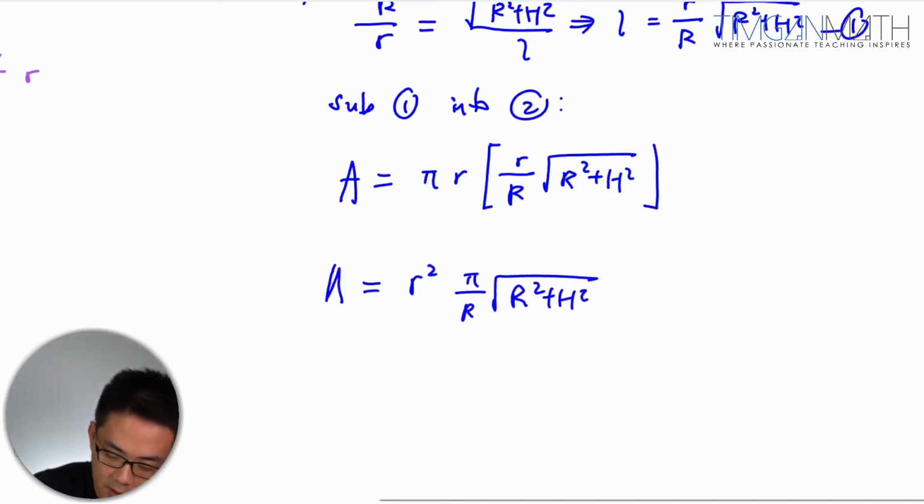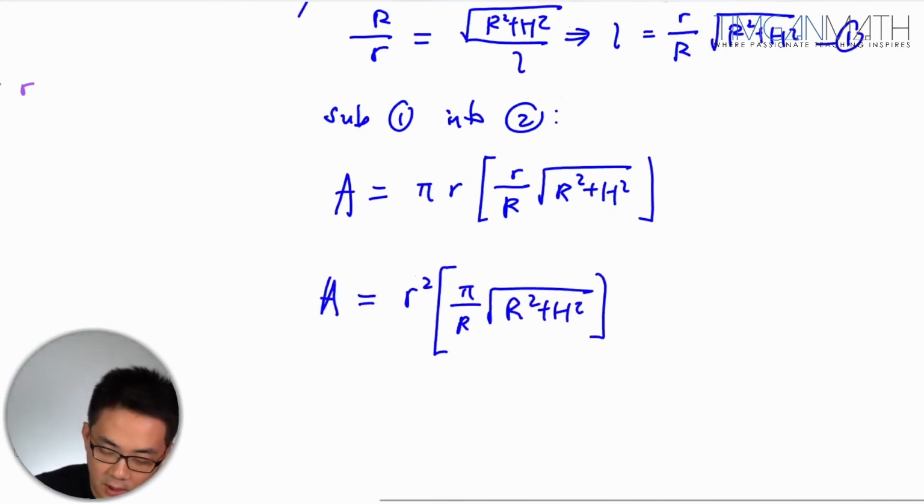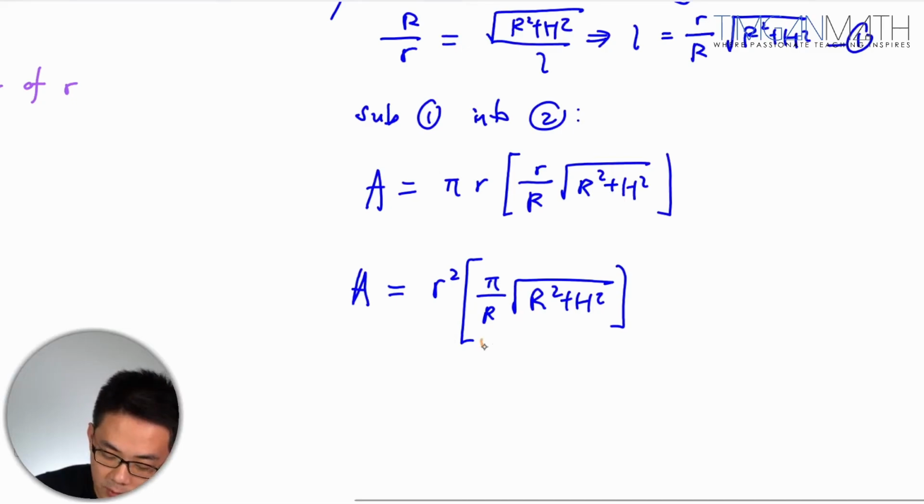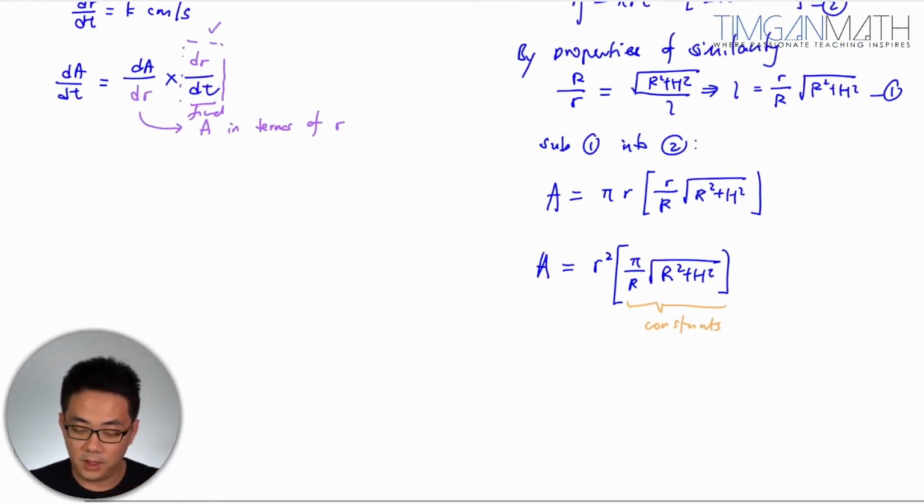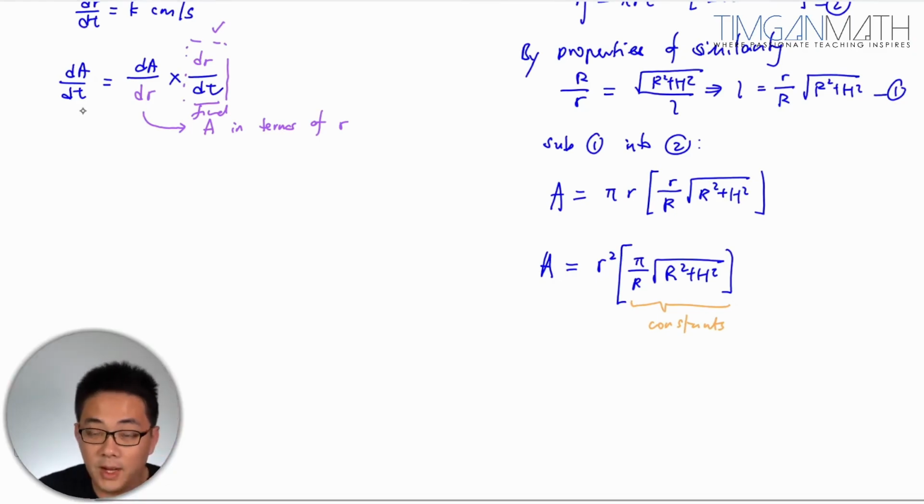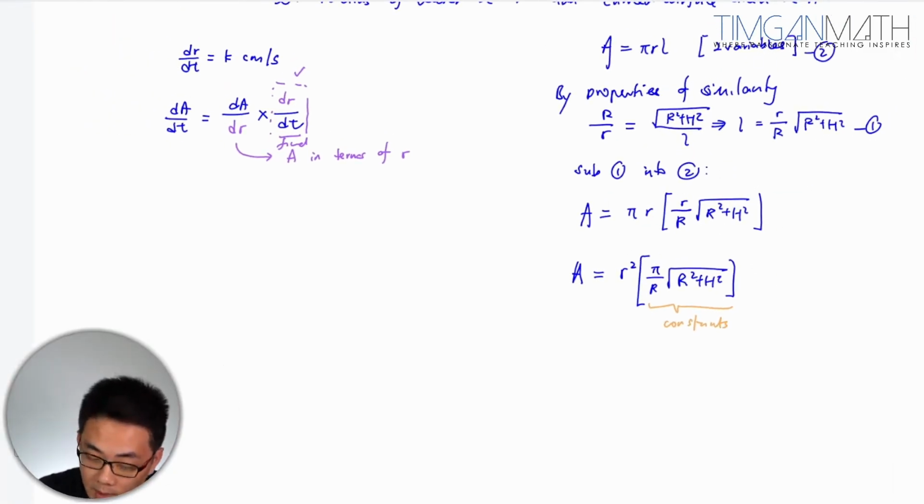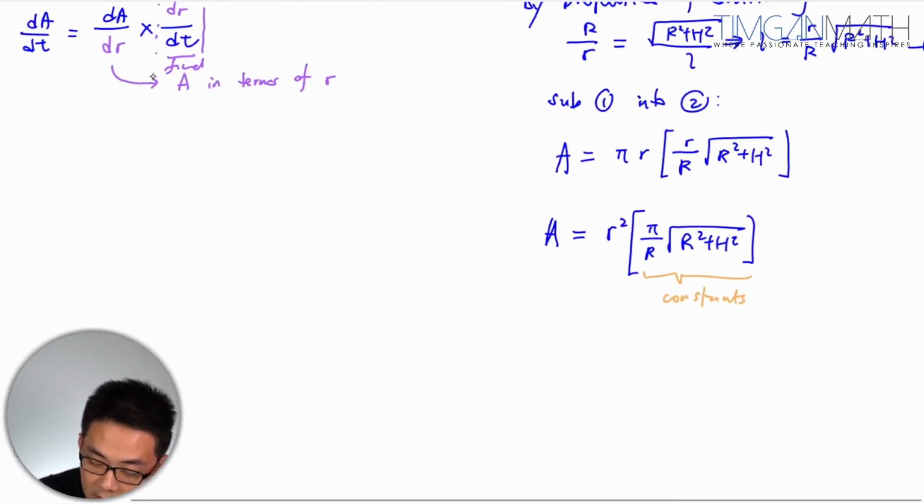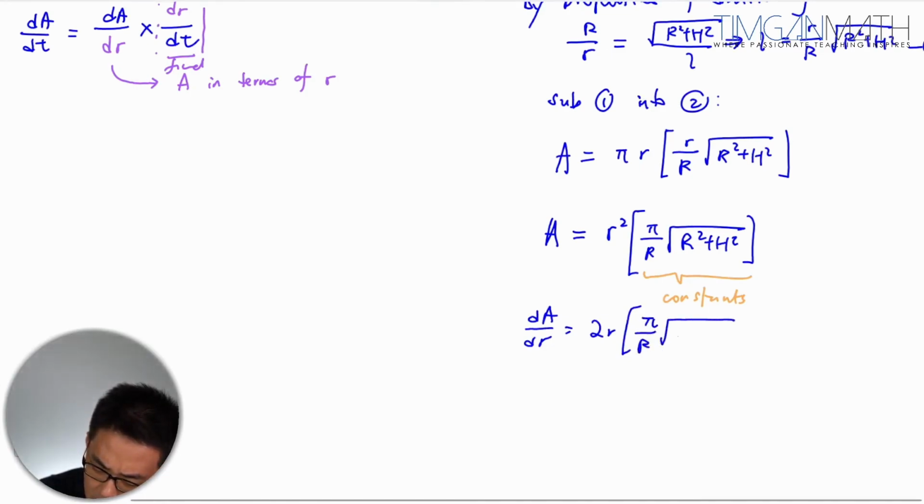Okay, so just bear in mind that these are all constants. This whole gibberish here, these are all constants, so just leave it as constants. Now I can go back to my dA/dt. This is like my side quest. For dA/dt, I need dA/dr, so dA/dr, just differentiate r squared. Because these are constants, just leave it. So it's 2r times pi times the square root of r squared plus h squared.